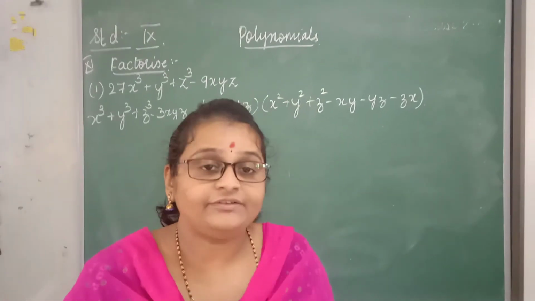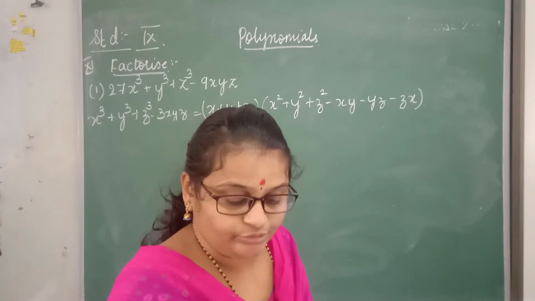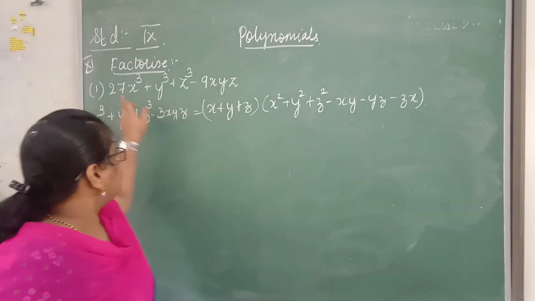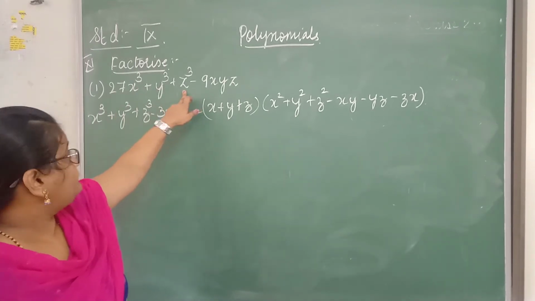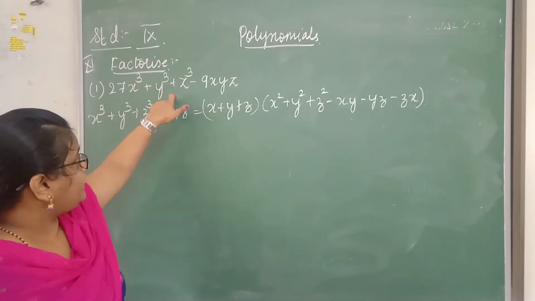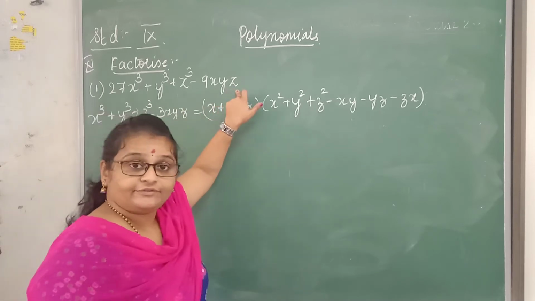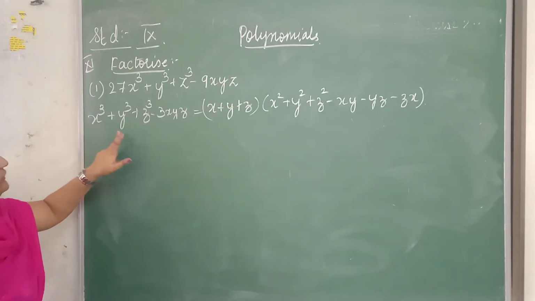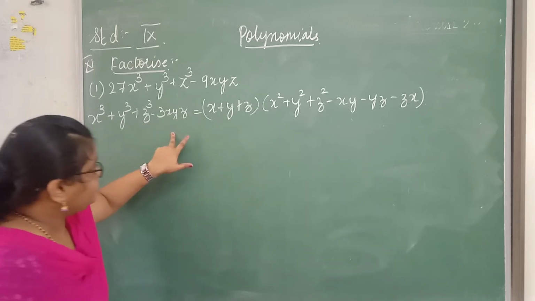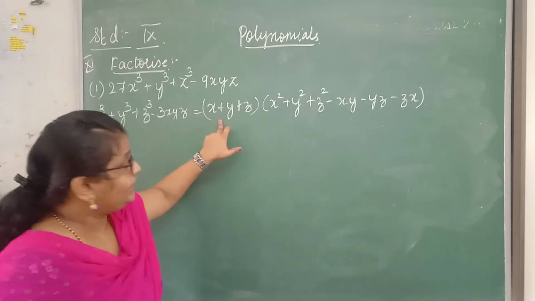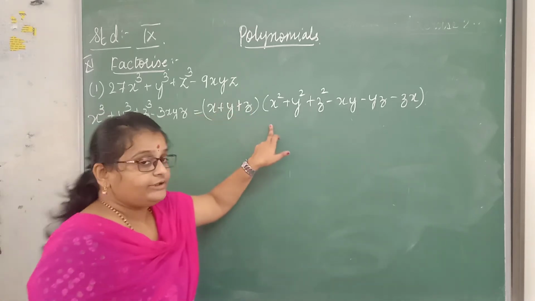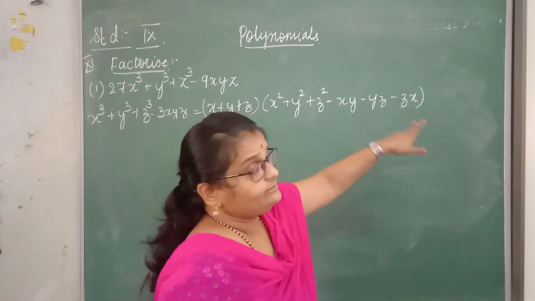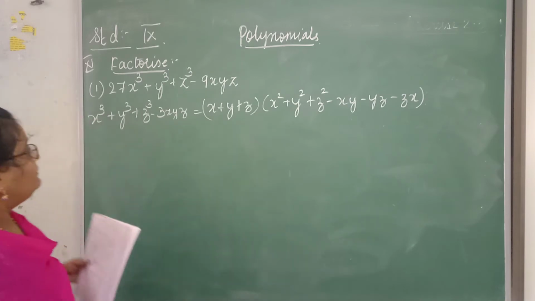So in the last class we have completed the exercise up to 10th main. Now we shall continue with the 11th main, that is factorize. So the question is 27x cube plus y cube plus z cube minus 9xyz. So now it is in the form of the identity x cube plus y cube plus z cube minus 3xyz is equal to x plus y plus z into x square plus y square plus z square minus xy minus yz minus zx. So now let me compare.